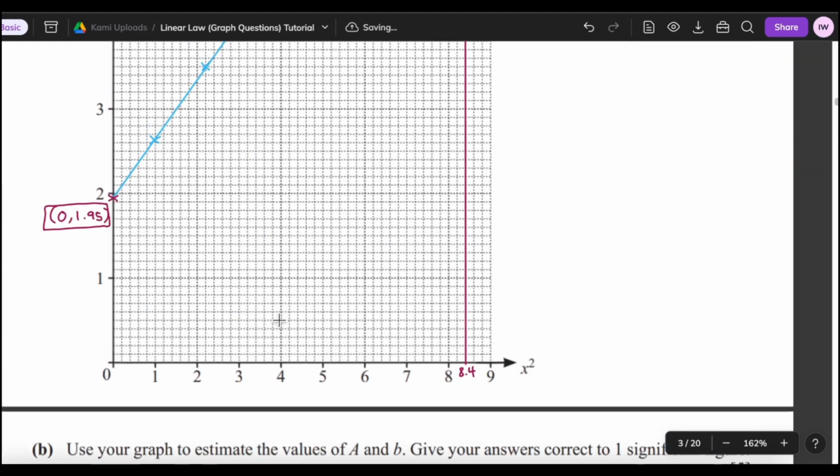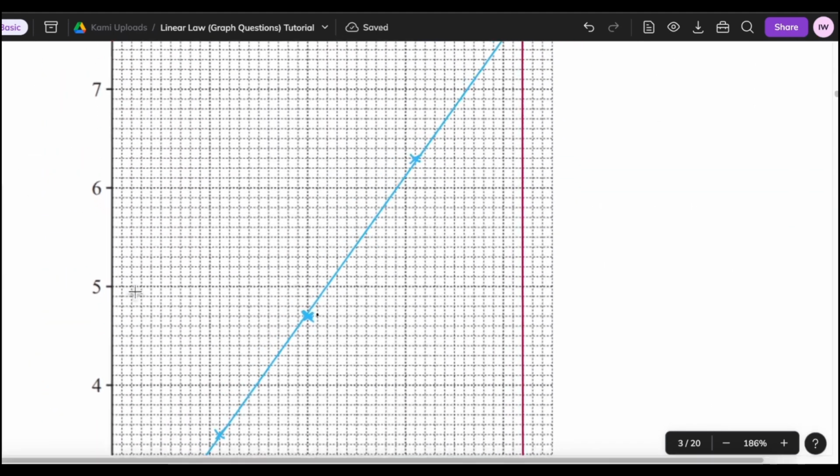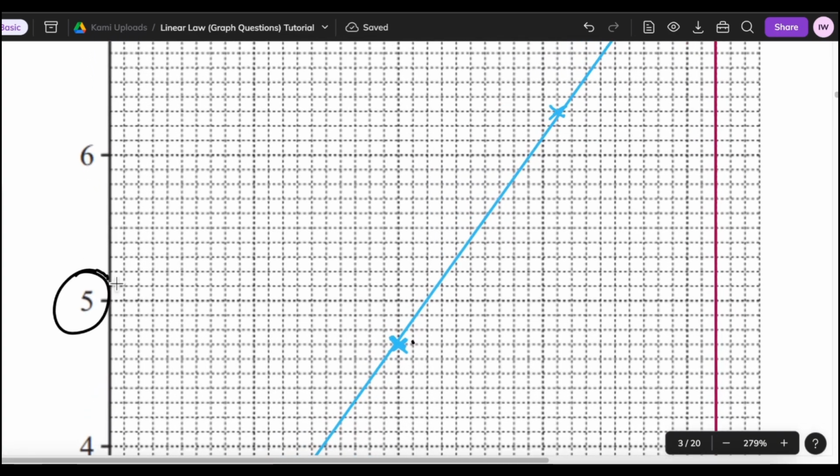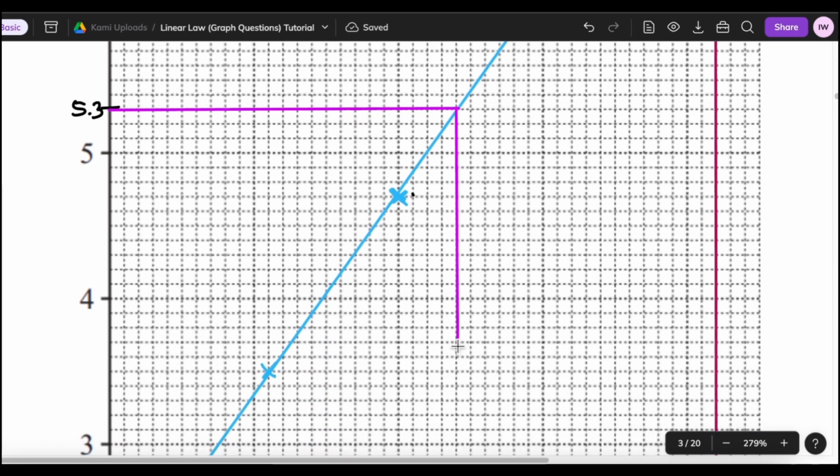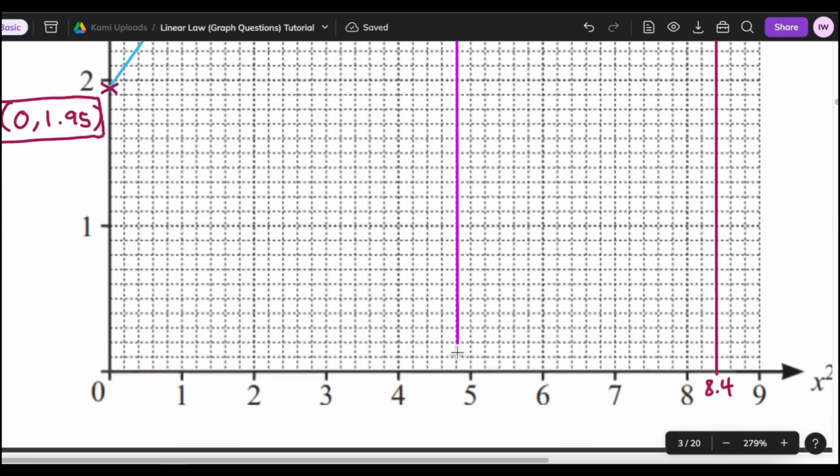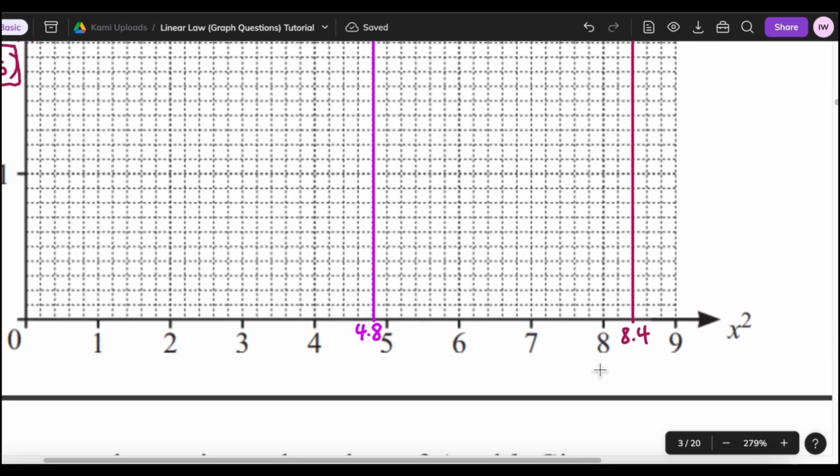Let's go ahead and look for where 5.29 is. So here's 5. 5.29 is basically the same as 5.3, so I'm going to go 5.1, 5.2, and 5.3 right here. And I'm going to try and go to the line and then try to match it downwards to see what x squared value I get. And in this case, it lands us right in on this line. So 4.2, 4.4, 4.6, and that should be an x squared value of 4.8.